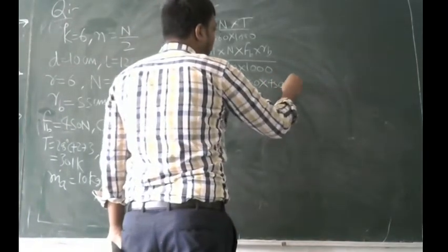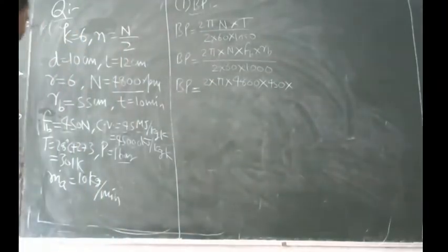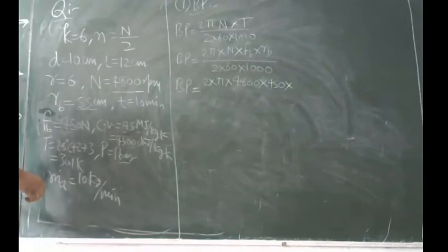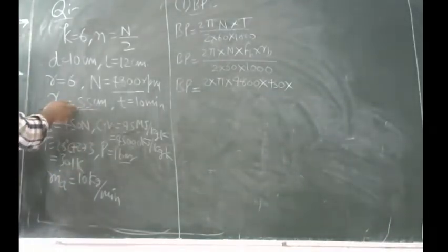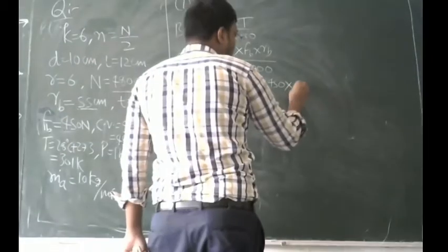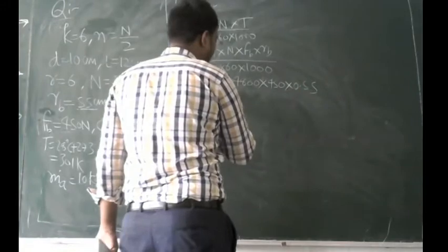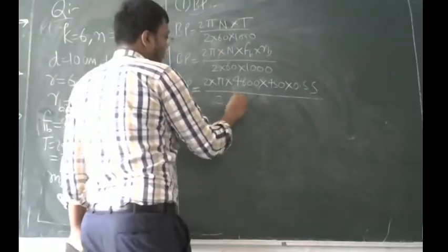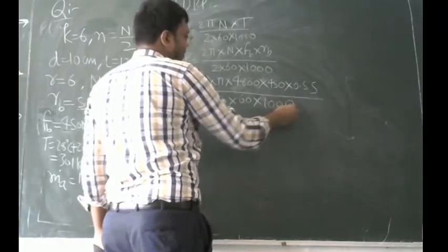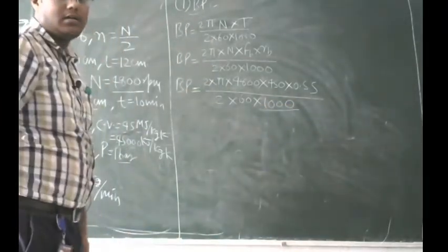450 into value of Rb is Rb. Now Rb is in centimeter, 55 centimeter. So we need to convert this centimeter into meter. So 55 centimeter is equal to 0.55 meter. Okay. So it will become 0.55 divided by 2 into 60 into 1000. We are dividing here by 1000, so we will get the power in kilowatt.